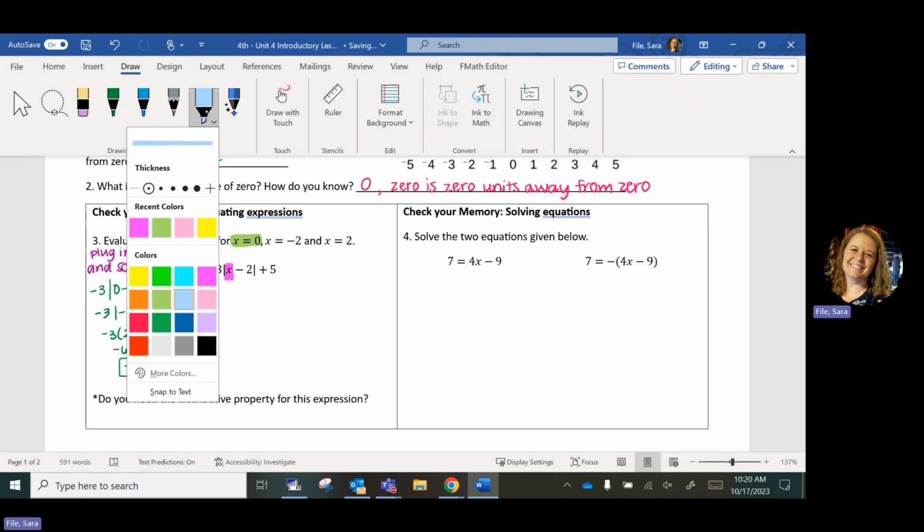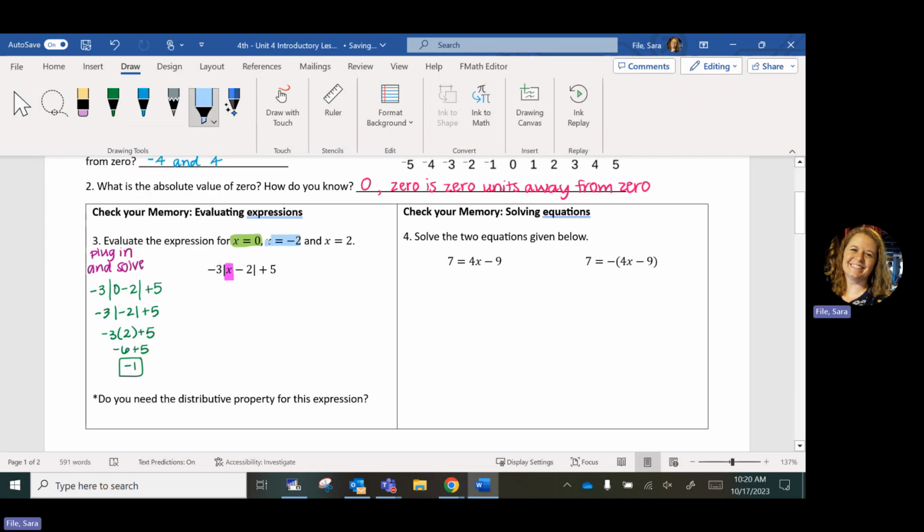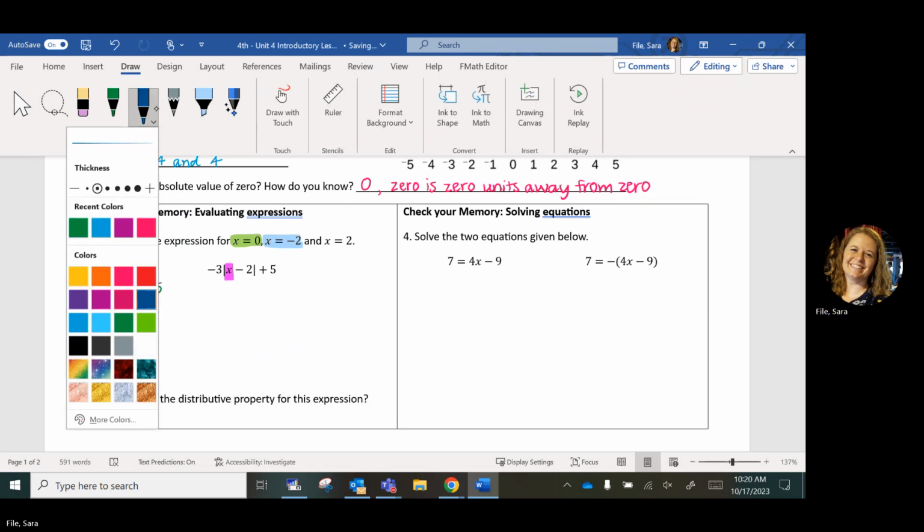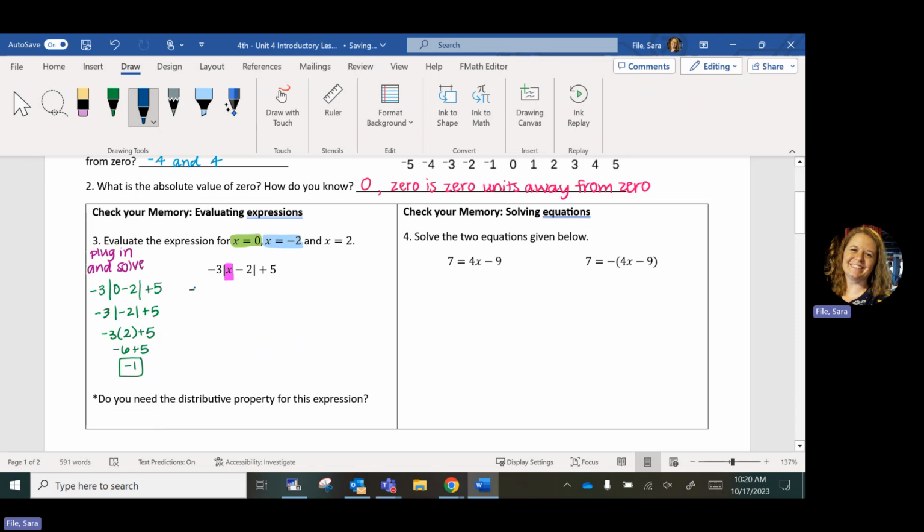This time you're going to do for x is -2. All right, so we've got -3, absolute value of -2 minus 2, and then plus 5. So what do I do first? Yeah, -2 minus 2. What is that? -4. So I've got the absolute value of -4. And then that's -3 out front still and plus 5 at the end. Now what?